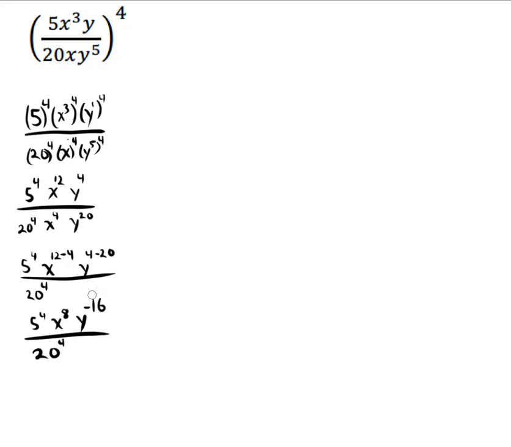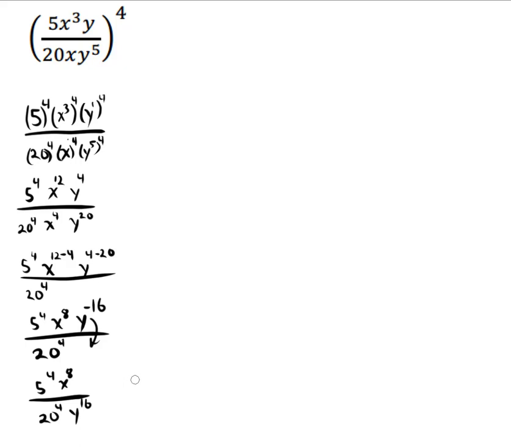Now, as you remember, you cannot leave a negative exponent in your final answer. So what I'm going to do is move that negative exponent across the fraction bar, and that's going to make it positive. It's going to keep the same exponent, except it's just going to turn positive. So my new answer is going to be 5 to the 4 x to the 8 all over 20 to the 4 y to the 16th power. And that right there is almost my final answer.